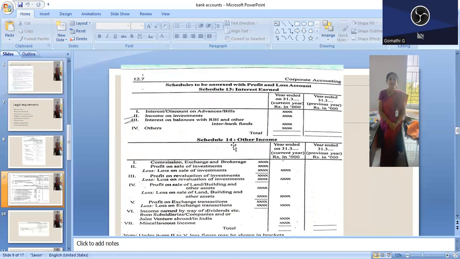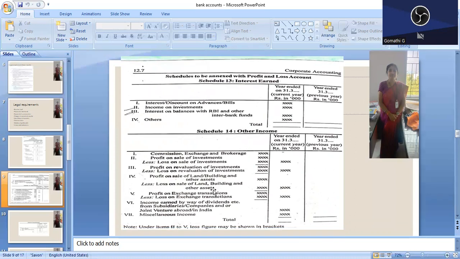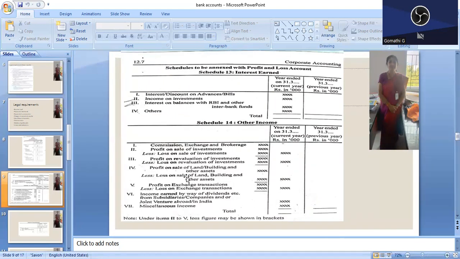Next, schedule number 14, other income. First one is commission, exchange and brokerage. Profit on sale of investment, less loss on sale of investment. Next one is profit on revaluation of investment. Fourth one is profit on sale of land, building and other assets. Next one is less loss on sale of land, building and other assets. Next one is profit on exchange transactions. Next one is income earned by way of dividend from subsidiary companies and joint ventures abroad or in India. Next one is miscellaneous income, total.